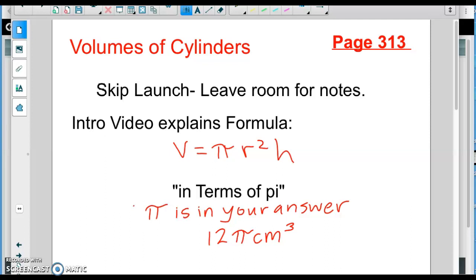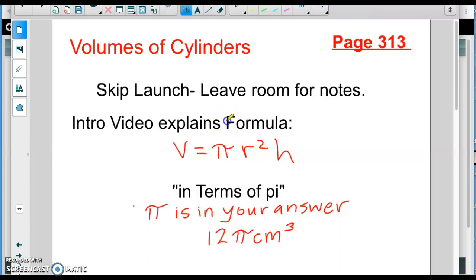Today we are starting volumes of cylinders. So before we were doing surface area and now we are doing volume. I want you on page 313 or just on a blank piece of paper in a notebook or somewhere around your house. I'm going to highlight what I want you to write down.